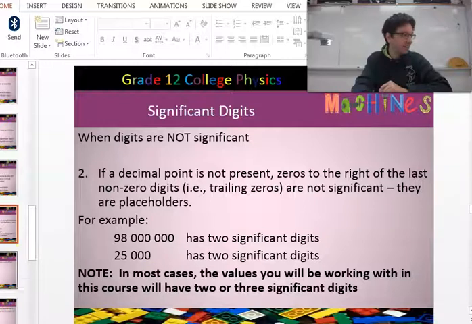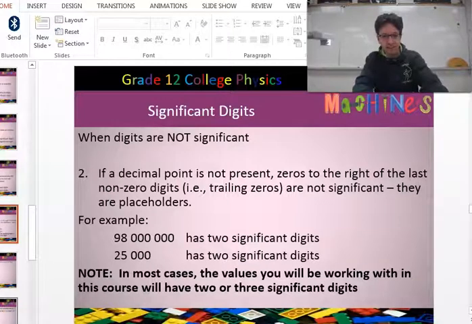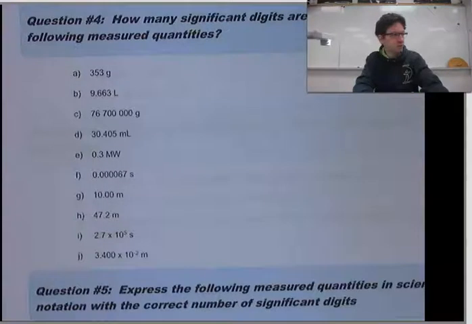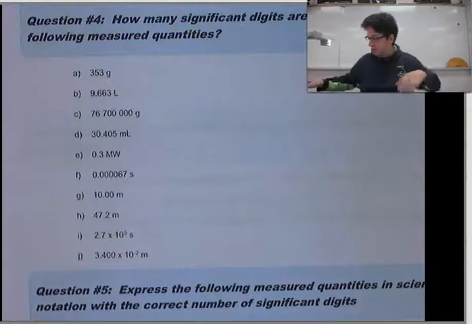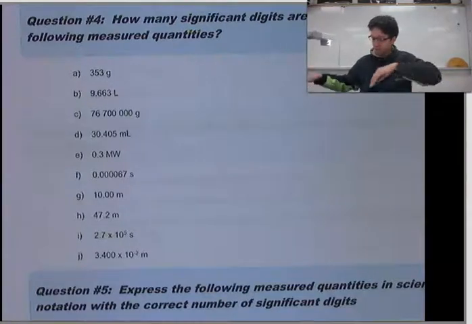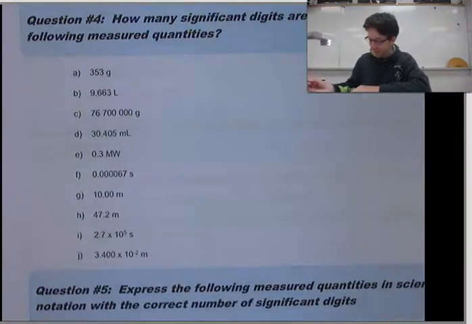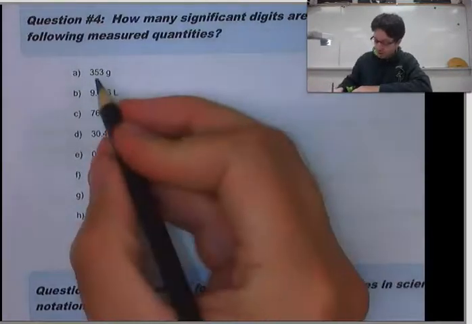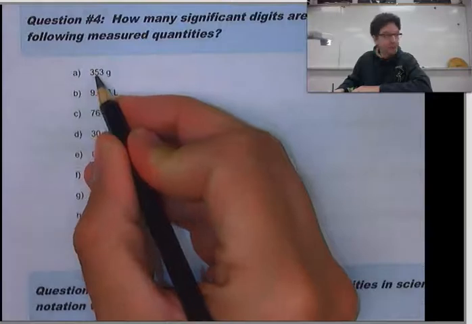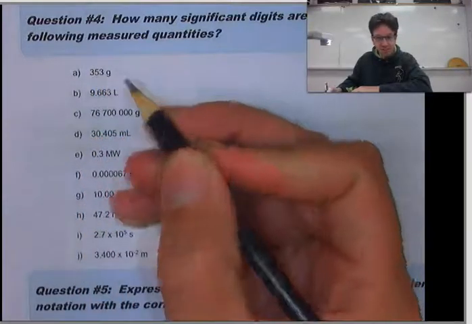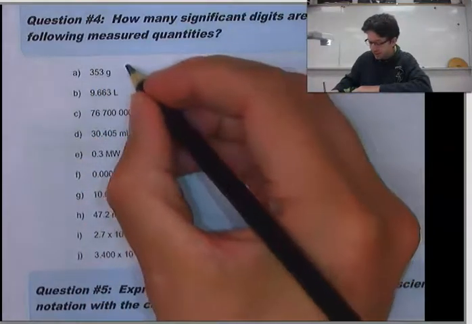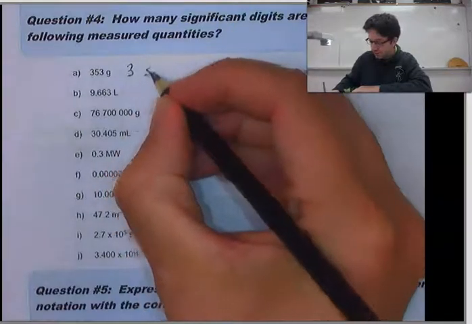All right. So let's just look at the handout. We had some questions. This is question number 4. I'm going to go over some of them. And all we're going to do is say how many significant digits there are in each number. So in this one, we have 3. They're all non-zero digits, and non-zero digits count. So this one has 3 significant digits.